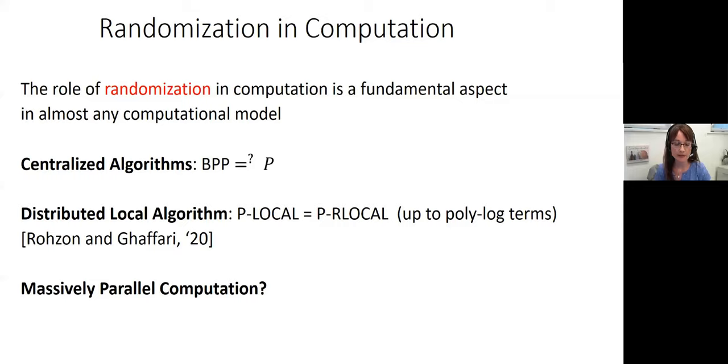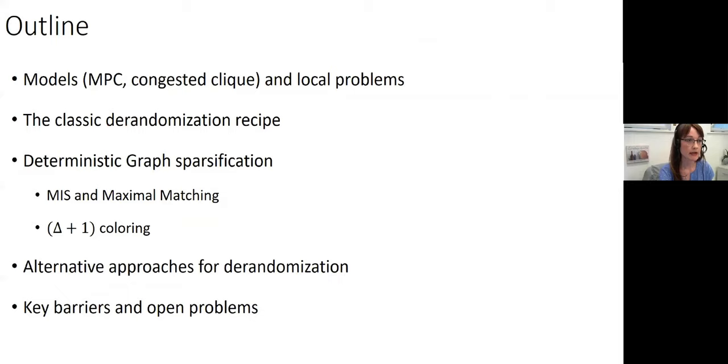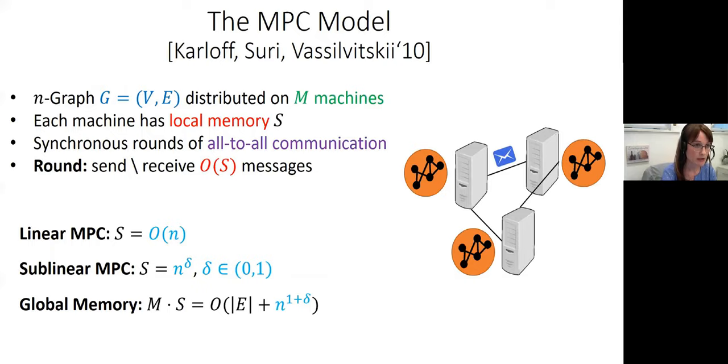So let me start by introducing our outline. We'll start with a short introduction into the model. We'll see a very general recipe for derandomization, and then we'll see a more concrete recipe developed with Arthur and Peter that gives us some good deterministic algorithms for MIS and maximal matching. We'll see some alternative approaches for derandomization, and at the end I'll mention some key barriers and open problems in this area.